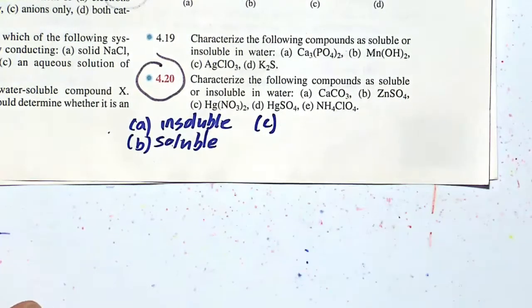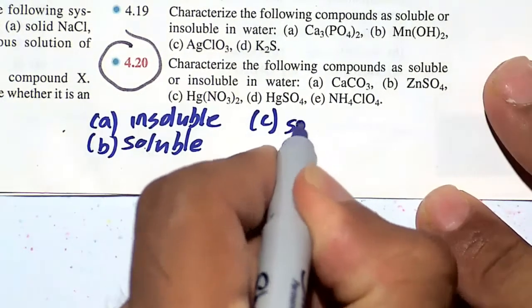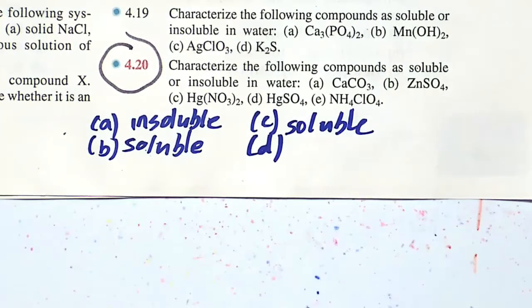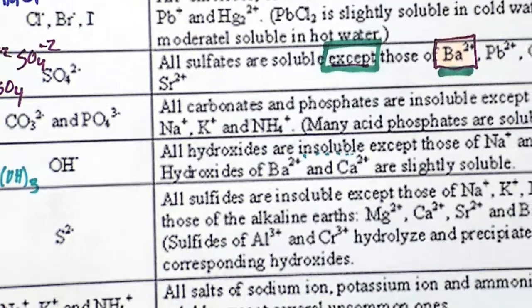Mercury 2 nitrate, automatically without consulting anything, all nitrates are soluble. That's the key phrase that I want you to memorize. All nitrates are soluble, and that will definitely dissolve in water. Our next one here is mercury sulfate. That looks like mercury in the +2 form.